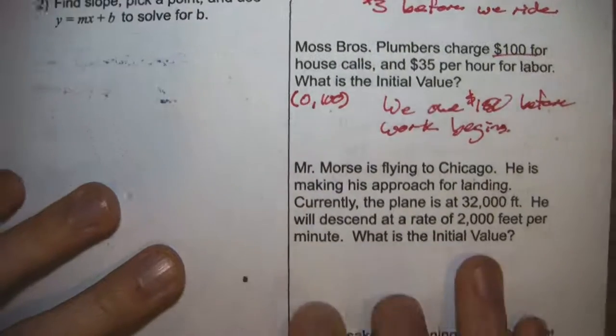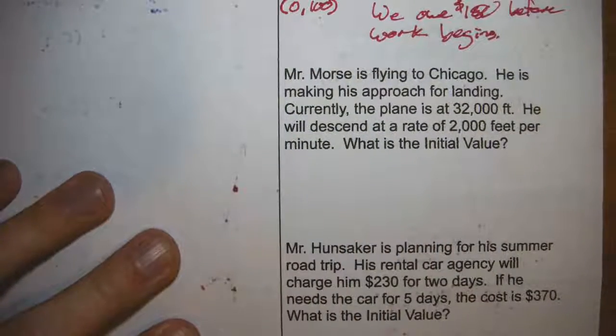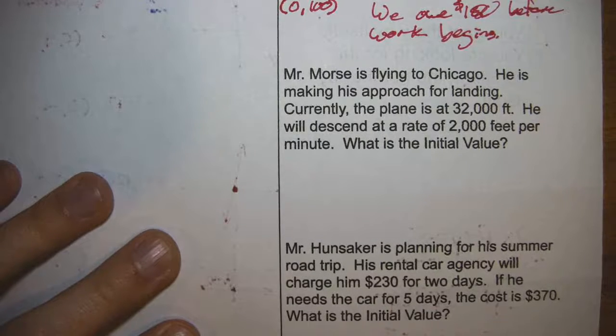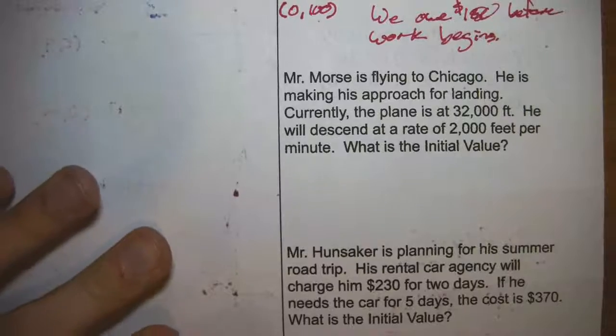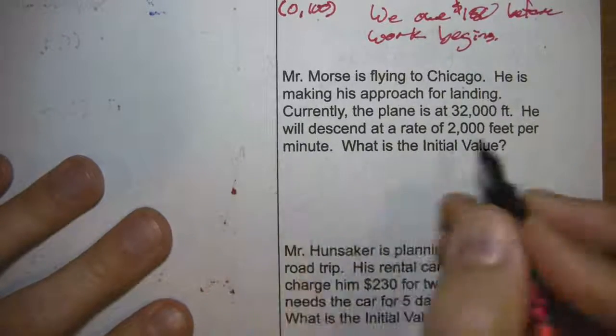Let's try another one. Mr. Morse is flying to Chicago. He's making his approach for his landing, so it sounds like he's the pilot. Currently, the plane is at 32,000 feet. He will descend at a rate of 2,000 feet per minute. What is the initial value? So again, I see this 2,000 feet per minute, and that's a rate.